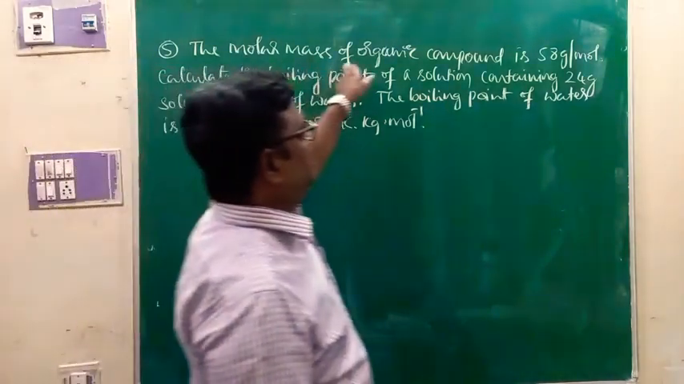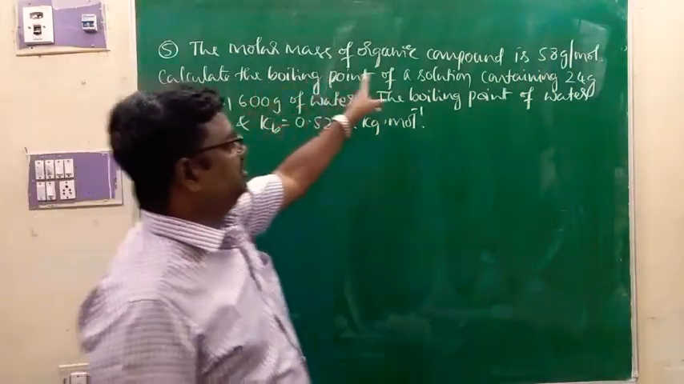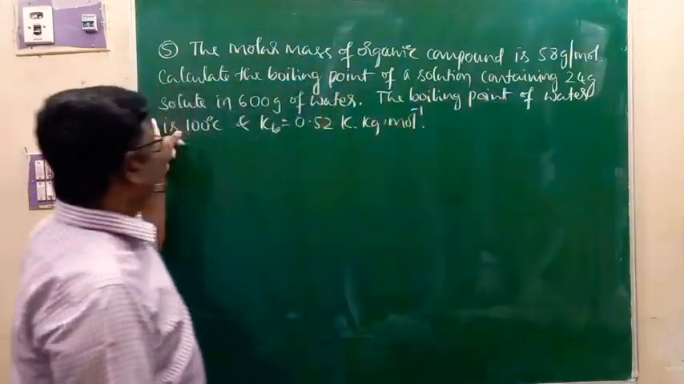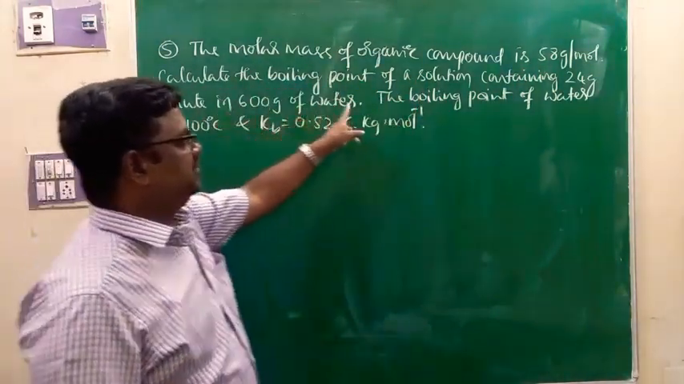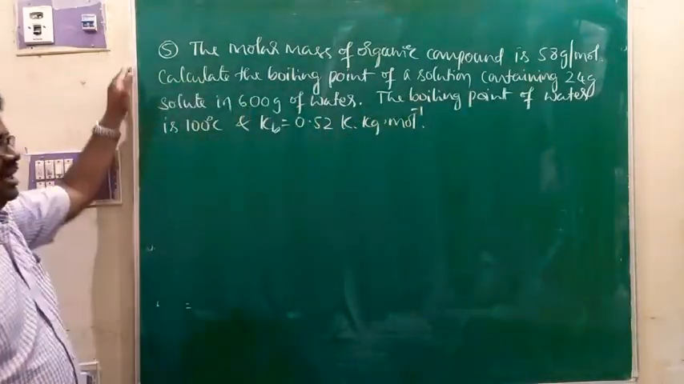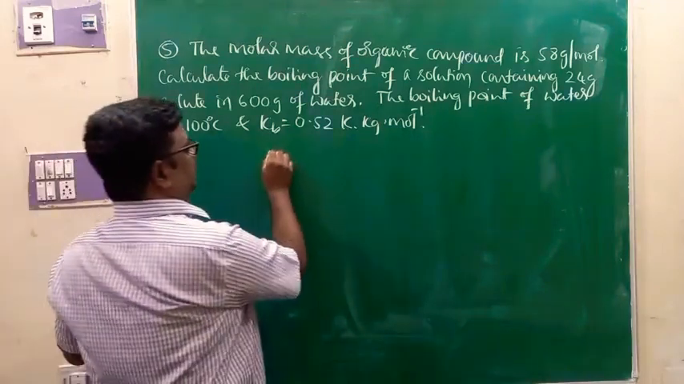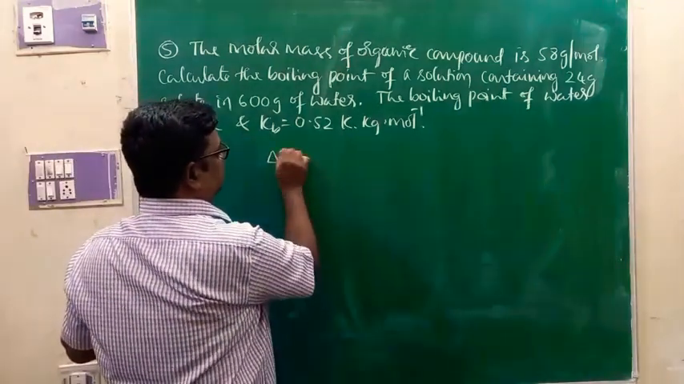Fine. And go for the next problem here. The molar mass of an organic compound is 58 gram per mole. Calculate the boiling point of the solution containing 24 grams of solute in 600 grams of water. The boiling point of water is 100 degrees Celsius and Kb of water is 0.52 Kelvin kg per mole. Very simple. You calculate delta TB, right?